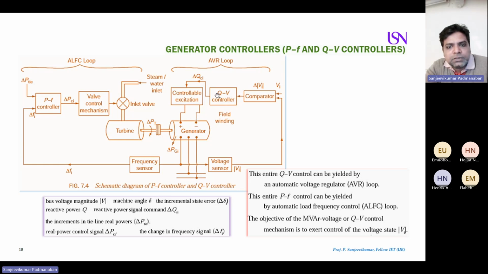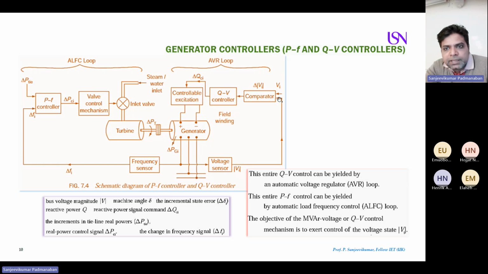And what is this QV controller? In the QV controller, we have the parameter from your field winding, which is the excitation winding. How do we get the input? We use a comparator to compare the voltage. You can see the generated voltage. The generated voltage is sensed through the sensors, and we find the absolute value. So your AC voltage is now converted into DC.